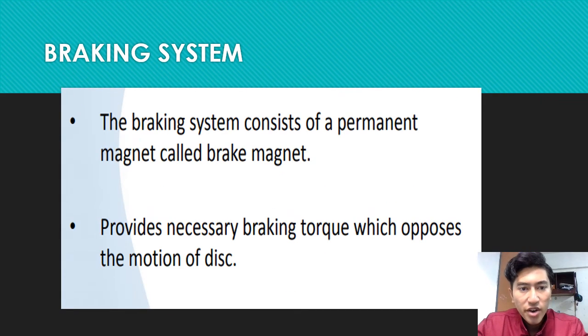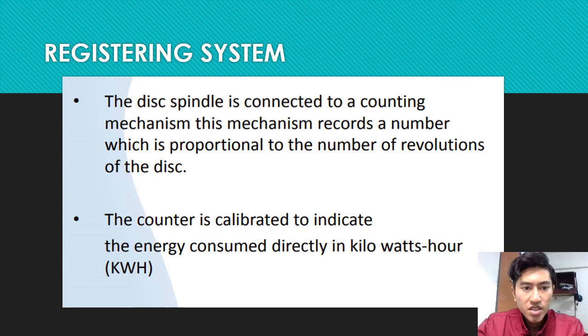The third is the braking system. The braking system consists of a permanent magnet called the brake magnet, which provides the necessary braking torque that opposes the motion of the disc. The fourth is the registering system. The disc spindle is connected to a counting mechanism. This mechanism records a number which is proportional to the number of revolutions of the disc. The counter is calibrated to indicate the energy consumed directly in kilowatt hours.